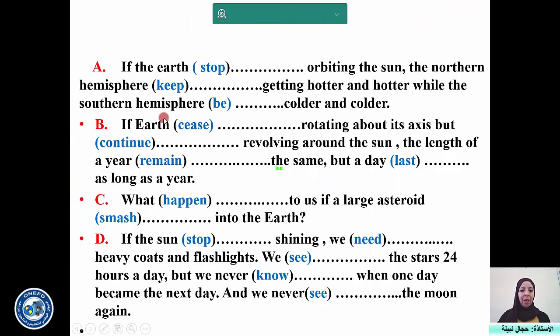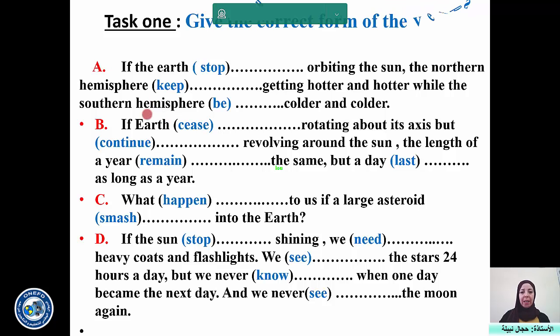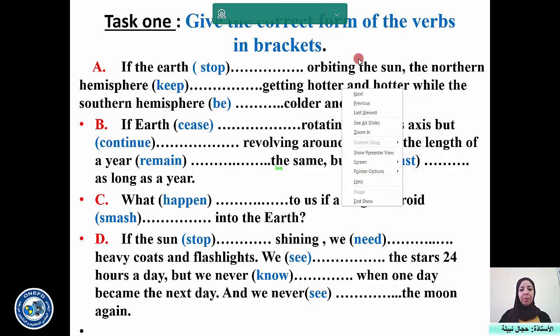So the lesson is finished. Now let's move to some practice. Task 1 is to give the correct verbs, to give the correct form of the verbs in brackets. So you have the verbs here that are in blue in brackets. You need to put them in the correct form according to the position of this verb. Is it in the condition or is it in the result? So are you going to use the past simple or the conditional present? All right, put the correct form.